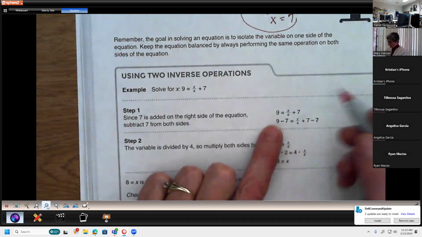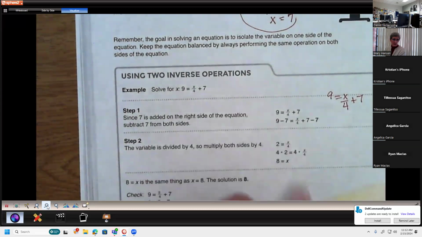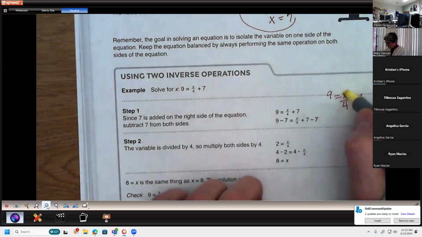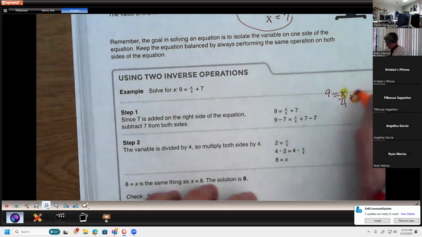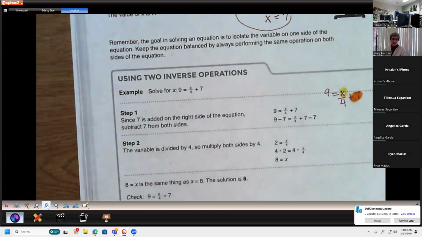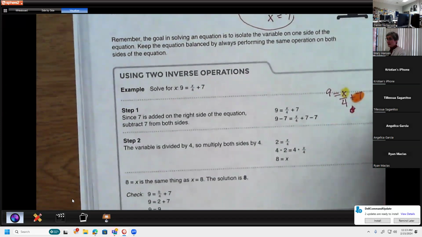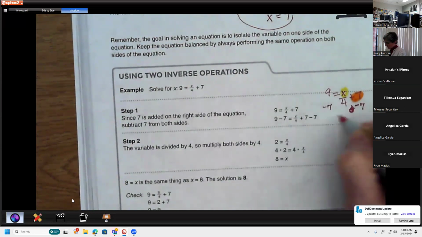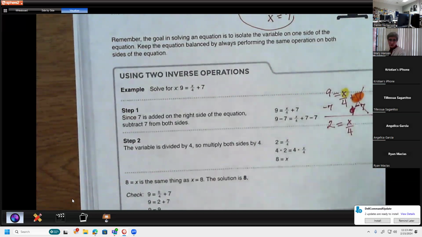Okay. So this problem here says 9 equals x over 4 plus 7. So I'm looking for the x, but I'm going to deal with this adding 7 before I worry about the dividing by 4. Okay. So I'm going to subtract 7, because the opposite of adding 7 is subtracting 7. And so this is gone. And so I have x over 4 and 9 minus 7 is 2.